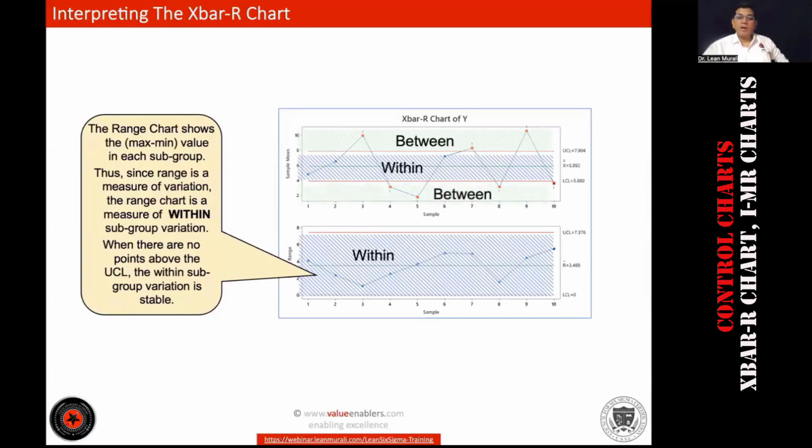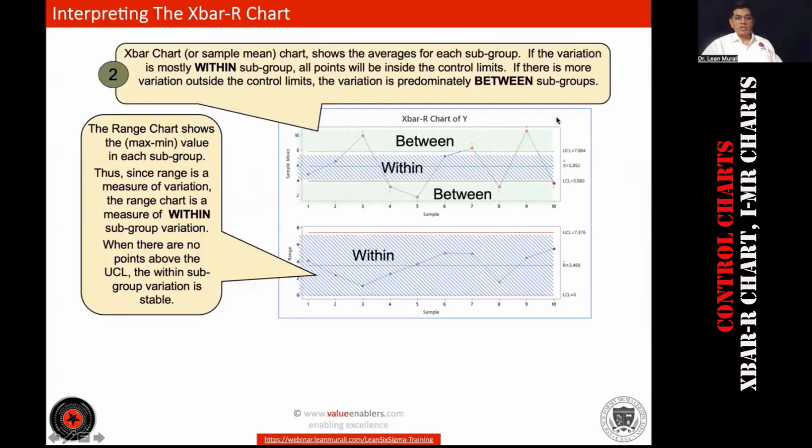Okay. The Xbar R chart will tell you: the range chart shows maximum and minimum values and particularly shows within subgroup variation. Whereas the Xbar chart shows both between and within variation.